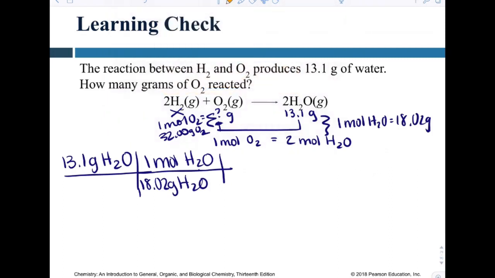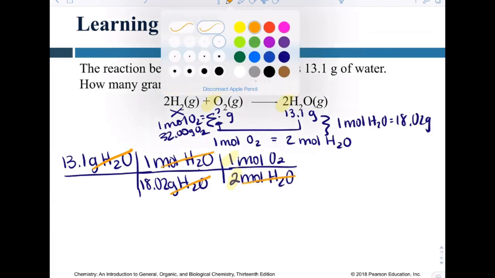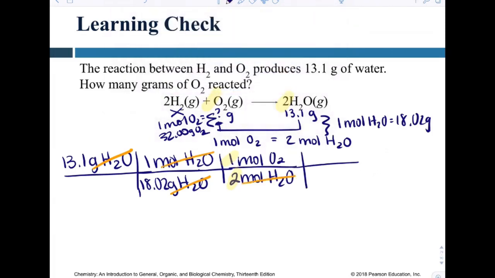This can cancel out. Grams of water cancels grams of water, left with moles of water. But I don't want water, I want to know about oxygen, so I'm going to keep going. Moles of water need to go on the bottom right to cancel. The number that goes in front of water is 2. And that is equal to 1 mole of oxygen. And this 1 comes from the coefficient in the balanced chemical equation. I can then cancel my moles of water. And I'm left with moles of oxygen.